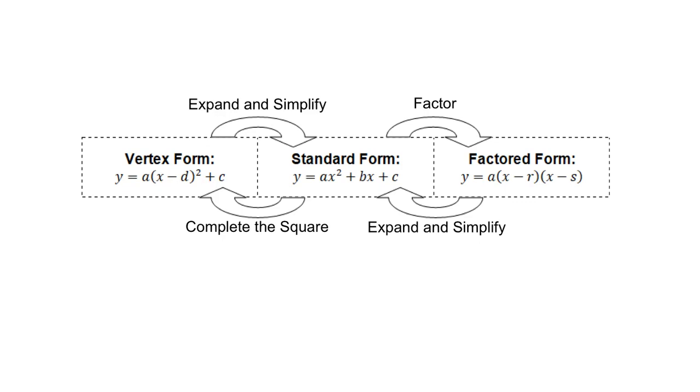Or let's say you wanted to know the x-intercepts. Well, you got to factor the standard form in order to get factored form. Now you know where the x-intercepts are. So you can use this chart to help you figure out what kind of algebra you have to do when you're turning one equation into another form. And let's say you wanted to turn the vertex form into the factored form. Well, you'd have to do both expanding and simplifying and then factoring. And if you wanted to turn factored form into vertex form, well, you'd have to do both expanding and simplifying and completing the square.